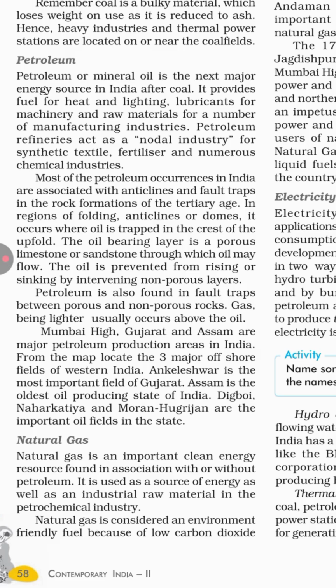Now, petroleum basically is found in fault traps in rocky formations, which include regions of folding and domes. It occurs where oil is trapped in the crest of an upfold. The oil bearing layer is porous limestone or sandstone, through which oil may flow. Oil is prevented from rising or sinking by intervening non-porous layers, meaning in the layers of the rocks you can find the deposits of petroleum.